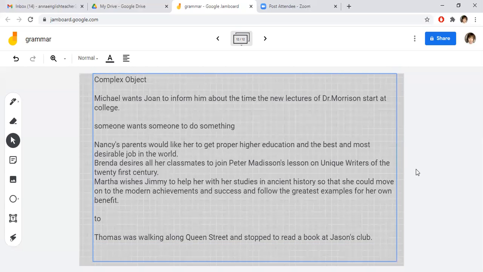And another example. Thomas was walking along Queen Street but stopped to read when it became too noisy.